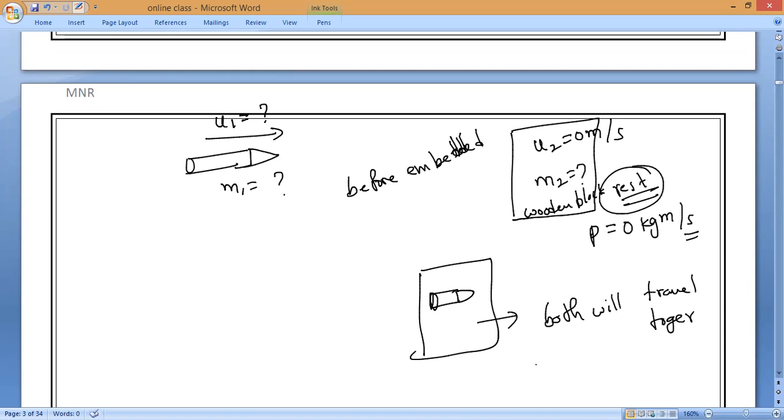So after hitting, what will happen? You have to take a common velocity. V1 plus V2 is equal to V. M1 plus M2 is equal to M. Is it okay, Mitakshri? Have you understood?